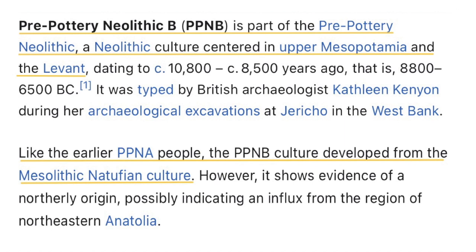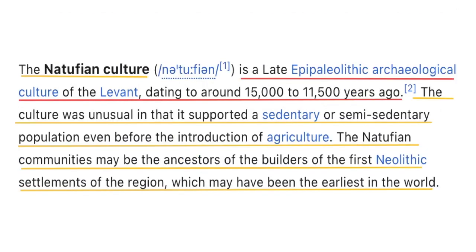Like the early PPNA people, the Pre-Pottery Neolithic B culture developed from the Mesolithic Natufian culture. So when we're looking at PPNB culture, it developed from the Mesolithic Natufians. And we know who the Natufians are, but let's just go over them. The Natufian culture is a late Epipaleolithic archaeological culture of the Levant, dating to around 15,000 to 11,500 years ago.